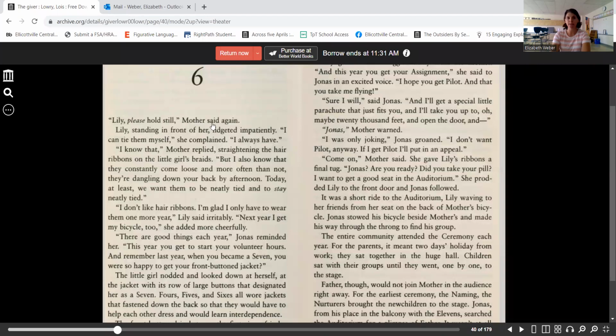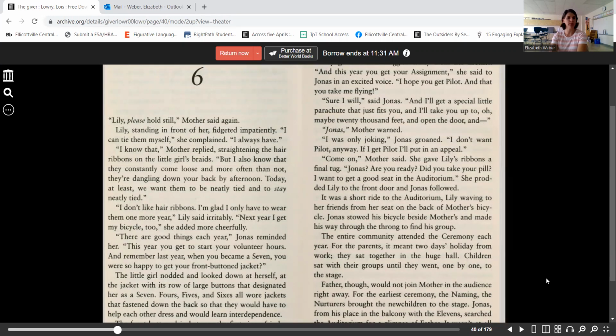Lily. Please hold still, Mother said again. Lily, standing in front of her, fidgeted impatiently. I can tie them myself, she complained. I always have. I know that, Mother replied, straightening the hair ribbons on the little girl's braids. But I also know that they constantly come loose, and more often than not, they're dangling down your back by afternoon. Today, at least, we want them to be neatly tied and to stay neatly tied.